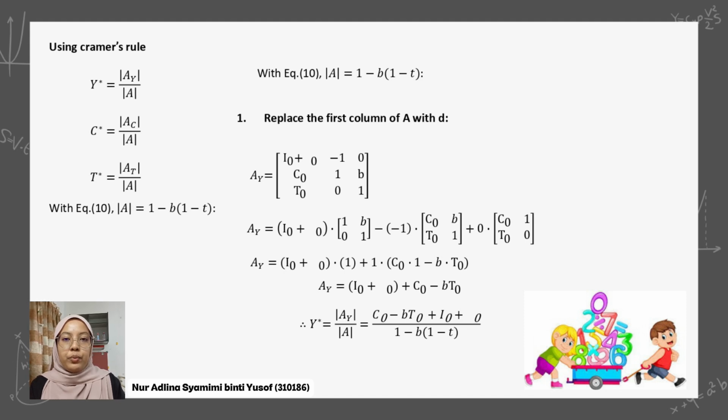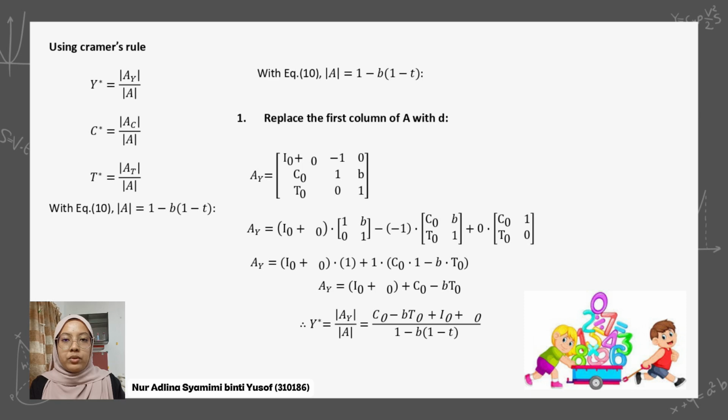So first, we recall that the coefficient matrix A is made up of three rows. The first row is 1, -1, and 0. The second row is negative b, 1, and b. The third row is negative t, 0, and 1.